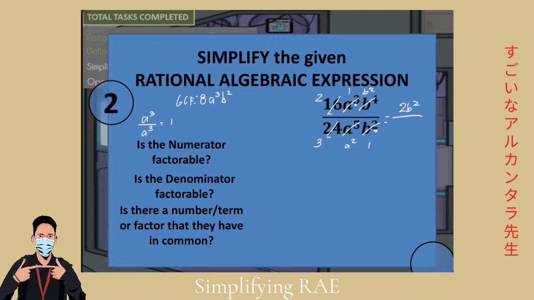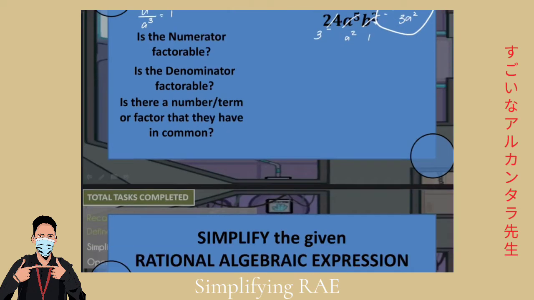Next, 3 times a squared times 1 is 3a squared. And that is your final answer. So that's how it works. Again, you don't have to identify the complete GCF immediately. You do it one by one. Start with the numbers, start with the first variable, the second variable if it's available, and that's it. So let's go with the next example.